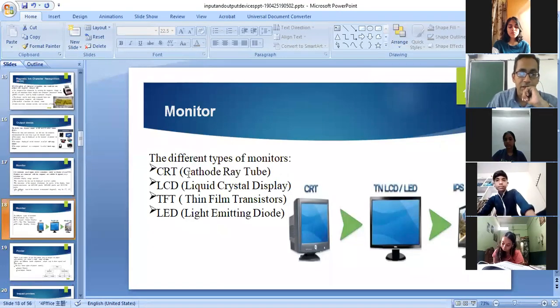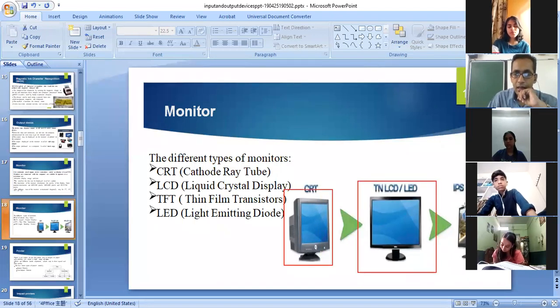Different types of monitors. The first one is a cathode ray tube. Earlier you might have seen these TVs. It was just like a TV that was available in our houses long back. Then came the LCDs and the LEDs, and now there are panel displays.